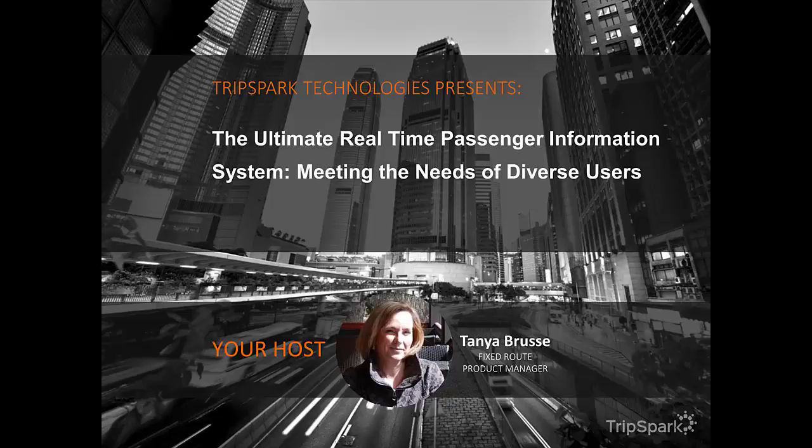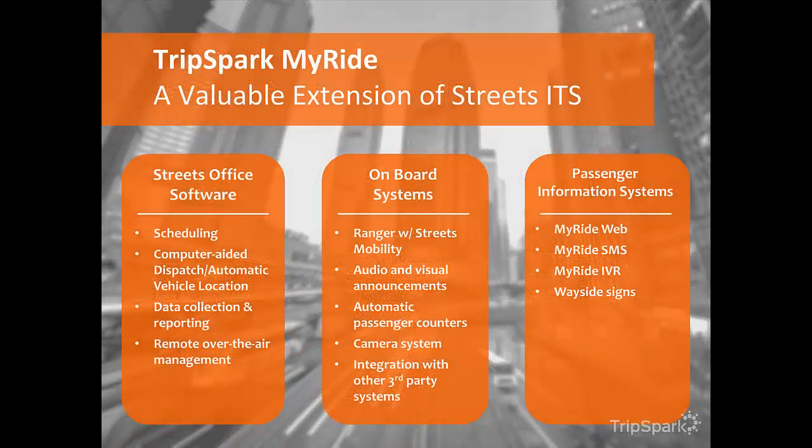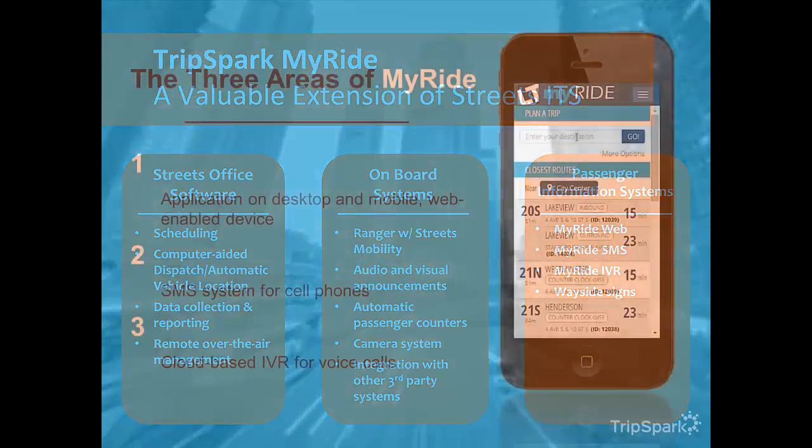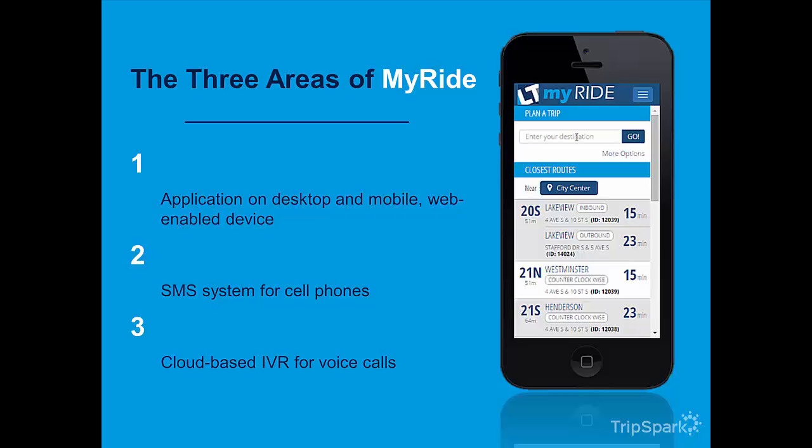My name is Tanya Bruce, and I'm the Fixed Route Product Manager at TripSpark. I'd like to introduce you to MyRide, a real-time passenger information system that is part of Streets ITS. There are three components to MyRide: an application that can be used on any desktop or mobile web-enabled device, an SMS system for use on cellular phones, and a cloud-based interactive voice response system that can be accessed from any phone. Today, I'm going to focus primarily on the MyRide web application that transit riders use, as well as the new administrative functionality that makes it easy for transit agencies to customize MyRide to meet their specific needs.